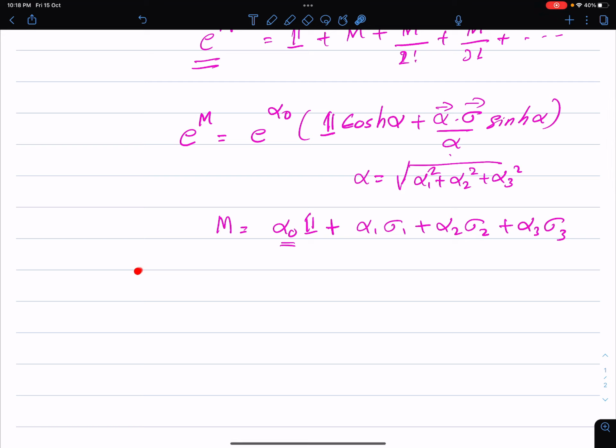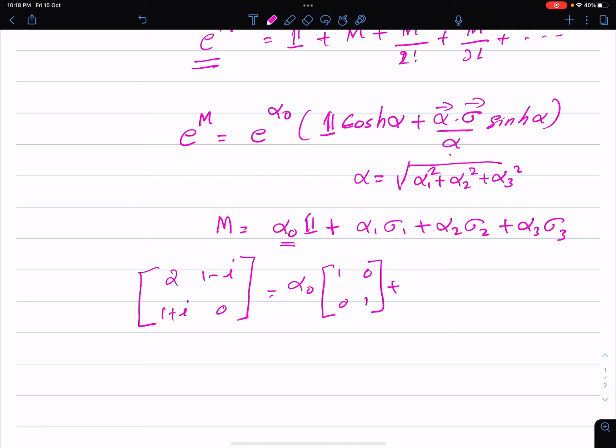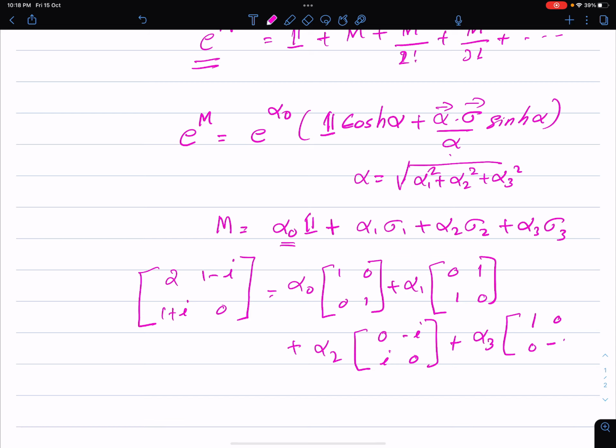The left hand side you have the matrix 2, 1 minus i, 1 plus i, 0, which is equal to alpha 0 times the identity matrix, that is 1 0 0 1, plus alpha 1 sigma 1, that is 0 1 1 0, plus alpha 2 sigma 2, that is 0 minus i, i 0, plus alpha 3 times 1 0 0 minus 1, that is sigma 3.